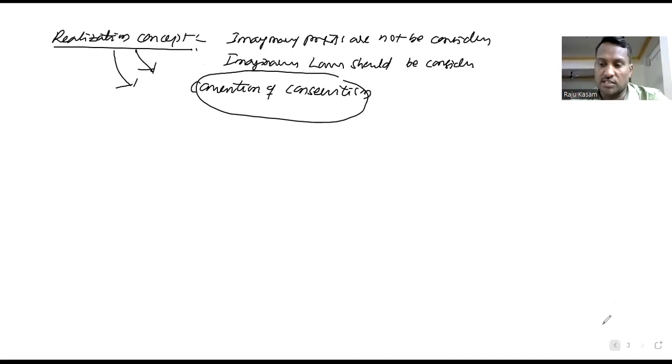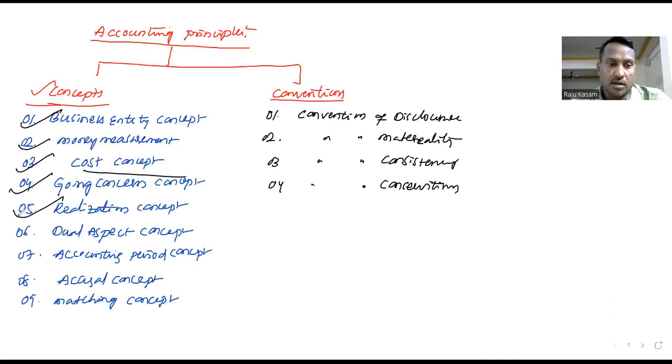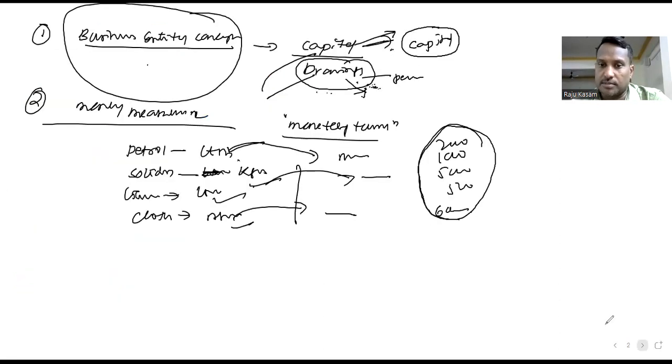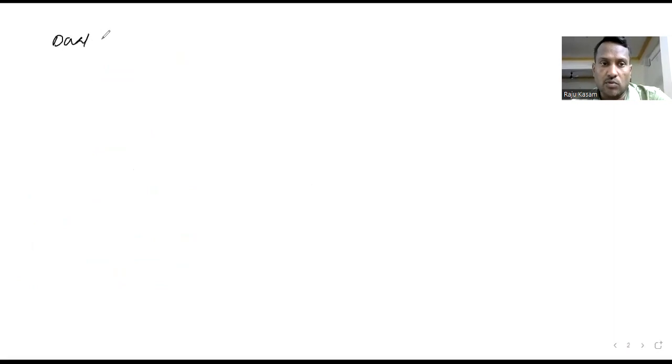Okay, my dear students, let's move to the next concept here: the dual aspect concept. Yes, this is the total accounting structure. The accounting process depends on the dual aspect concept only. Further, whatever we discuss about accountancy depends completely on this dual aspect concept. What is this concept actually?